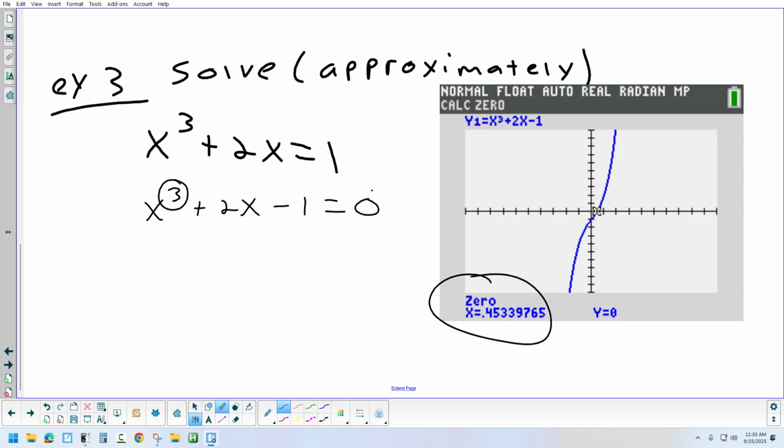Now, if this isn't equal to 0 over here, then you're not calculating the 0. Like if you typed this in, and you forgot to move the 1 to the other side, then that's wrong. You got to put everything on one side first, then you type it.